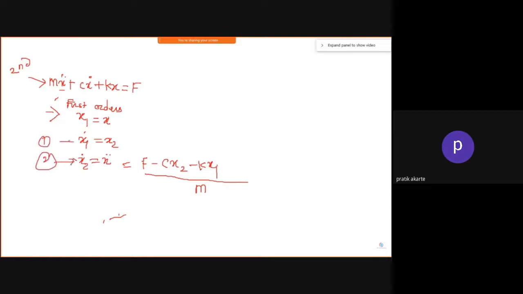I can now solve these equations simultaneously. That we do in an ODE solver. For that purpose, first of all, we have to develop a code. In MATLAB, we have ODE solvers already available, whatever ODE23, then ODE45. These ODE solvers are already available, and they can solve these equations.